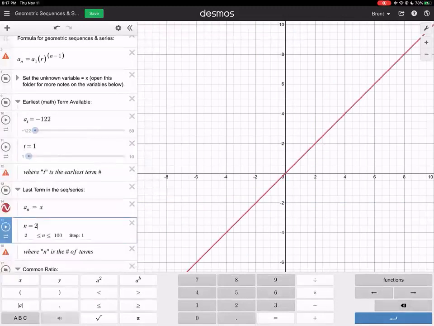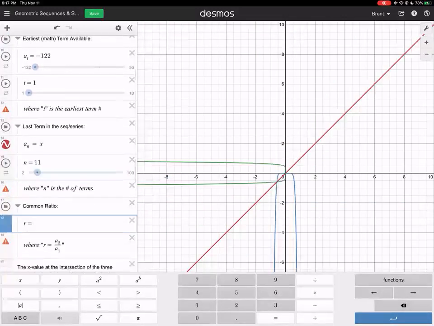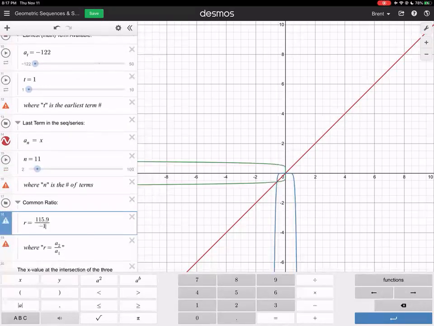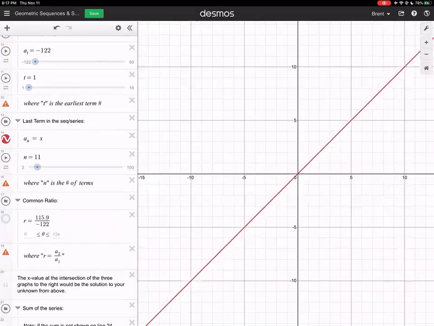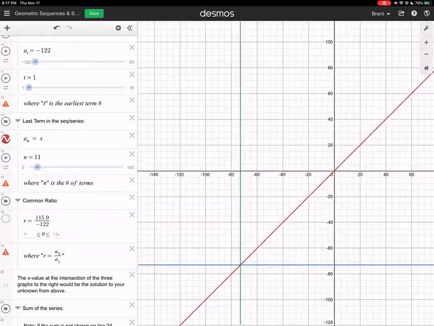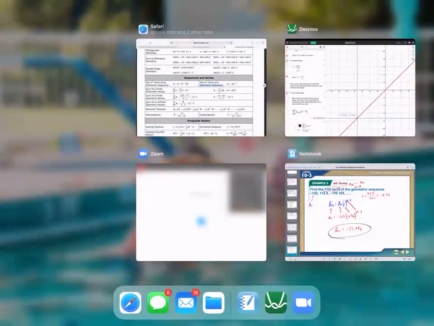The last term we did not know. That's what we were looking for. But we do know it's the 11th. R we got by taking 115.9 and dividing that by negative 122. So when I zoom out, this would solve for my unknown. There it is. Negative 73.046, exactly what we got. So that's great. We did it correctly. So that's how you would use my calculator.